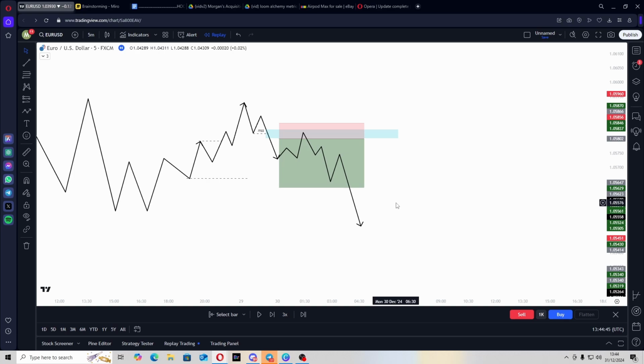I know this may seem complicated, I know it may seem hard, but this is exactly the level that you need to reach if you want to become profitable in 2025.